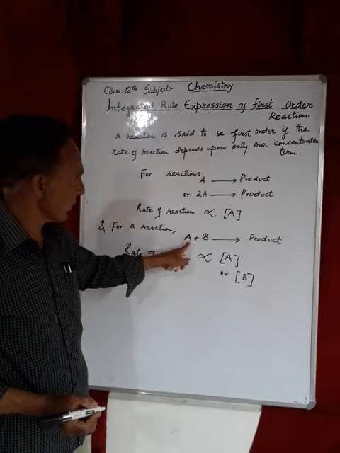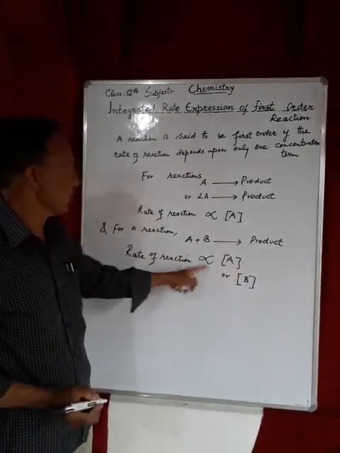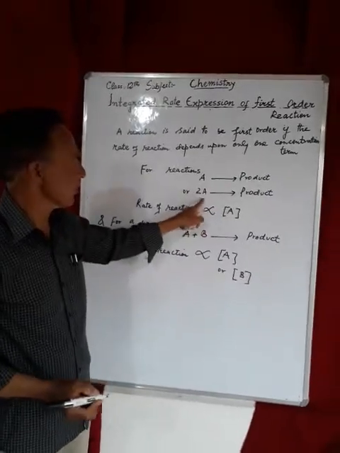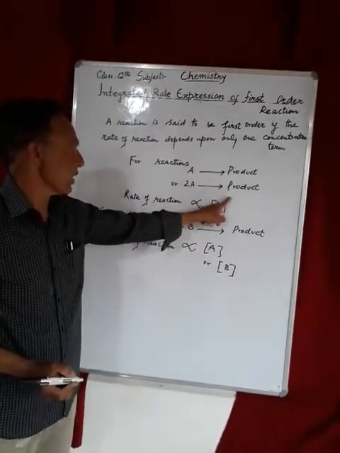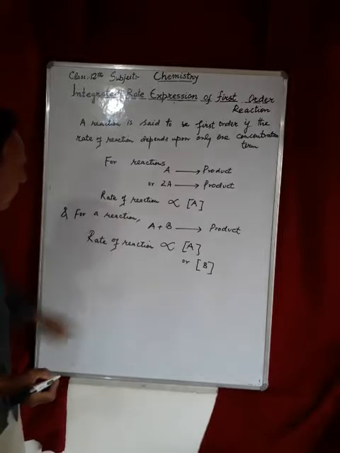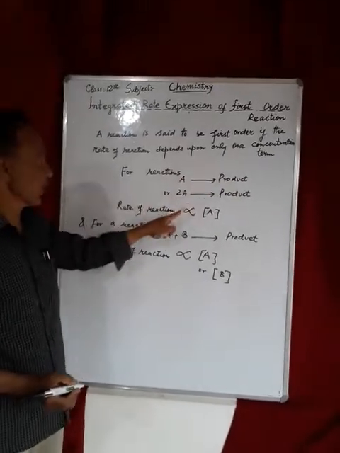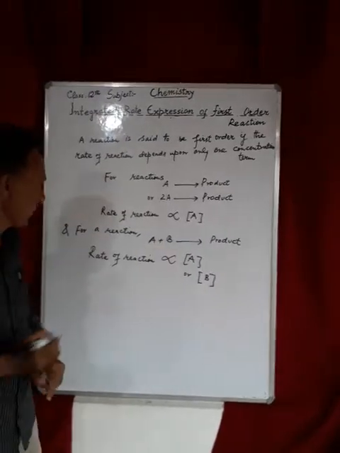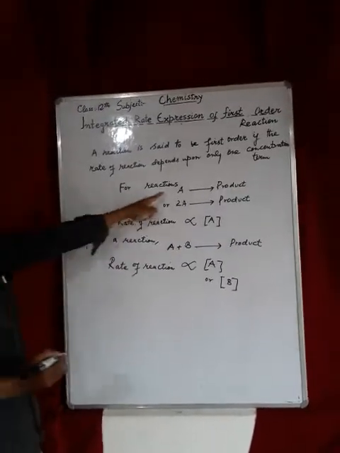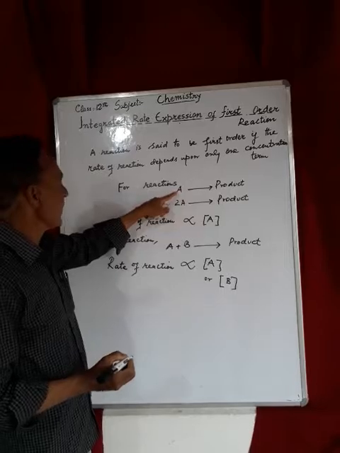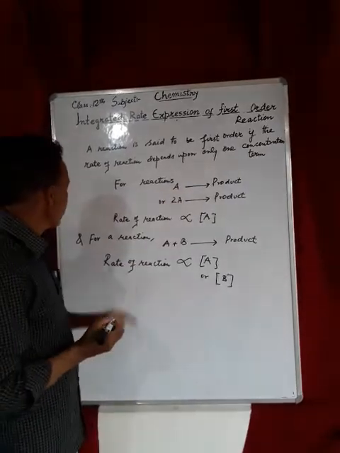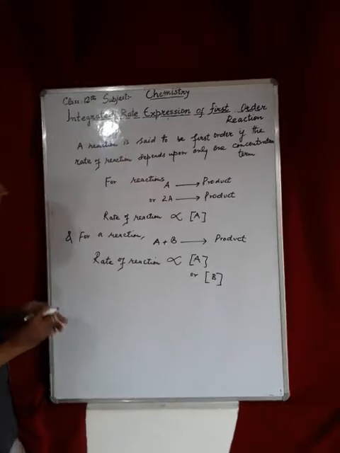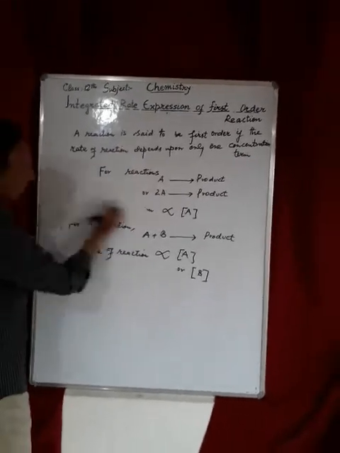Either it depends upon A or B, we can determine the rate of reaction, or in case of 2A, it depends only on A raised to power 1. Similarly, if A gives the product, the rate of reaction is proportional to the concentration of the reactant A. Now we will take the simplest case, that is A gives product, and we will derive the integrated rate expression for the reaction.